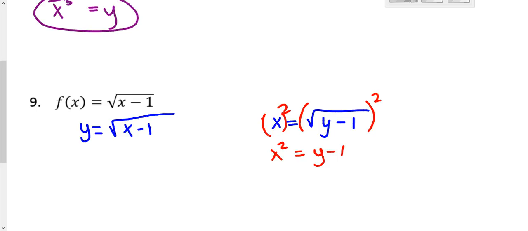Y's almost alone, we just need to add 1. So y is equal to x squared plus 1. So this is our inverse. And that's it.